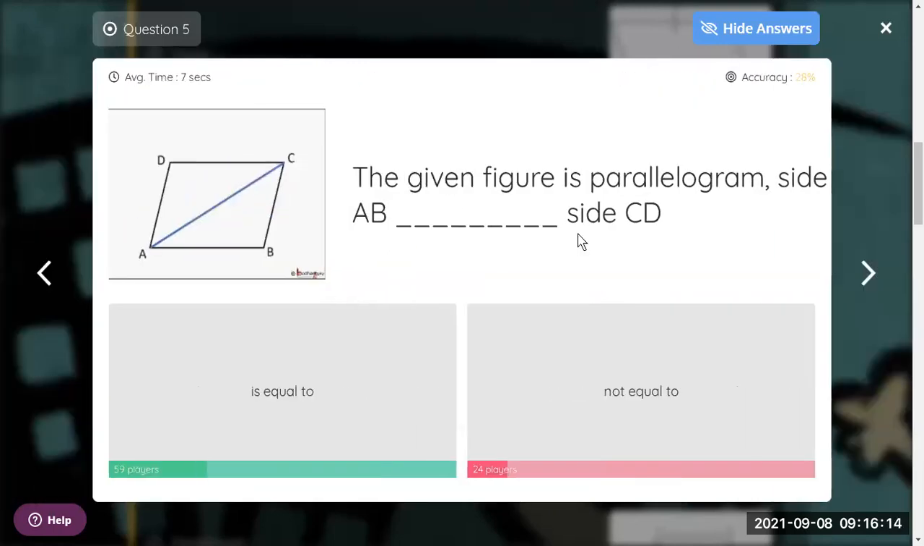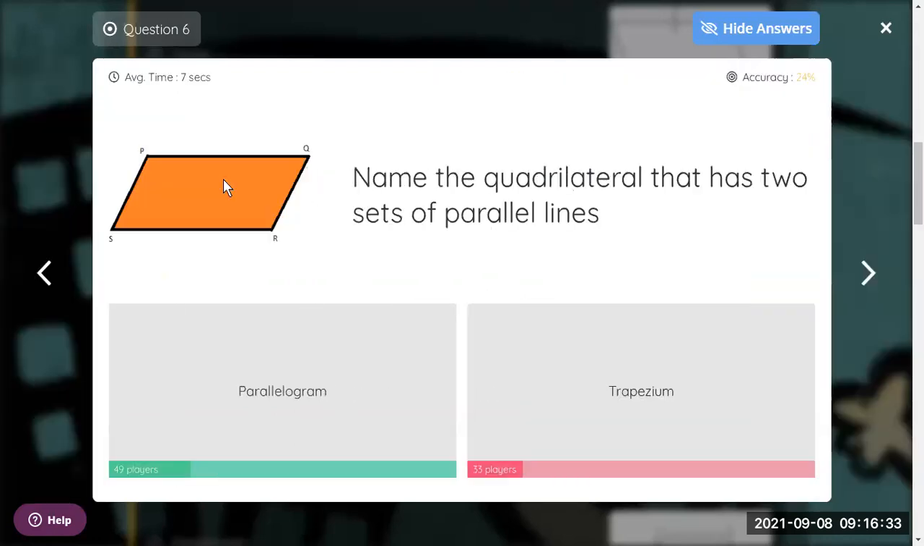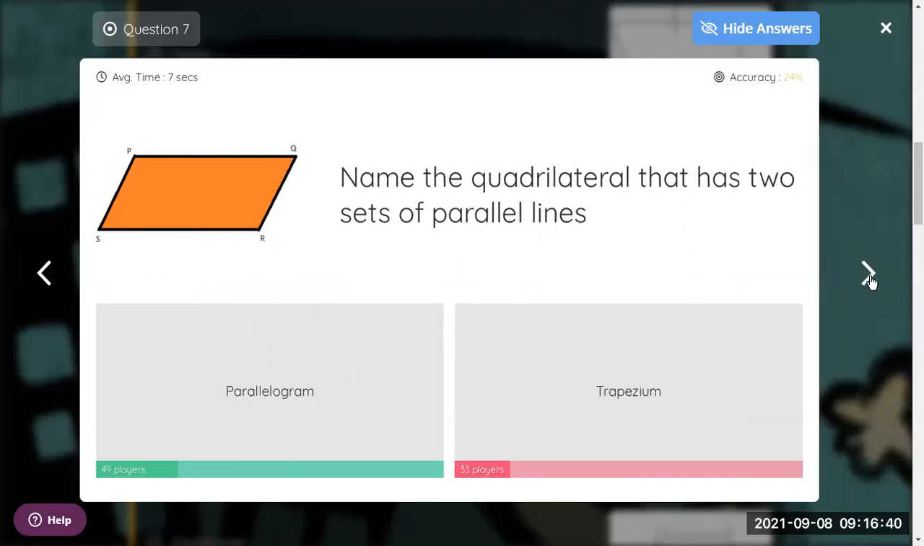Next, in the given figure, this is a parallelogram and the question is about side AB and side CD. What can we say about side AB and CD? We know opposite sides of a parallelogram are congruent. So they are equal. The answer is equal to. Next, you were supposed to name this quadrilateral. So this is a parallelogram. Very good. 49 of you have given it right.